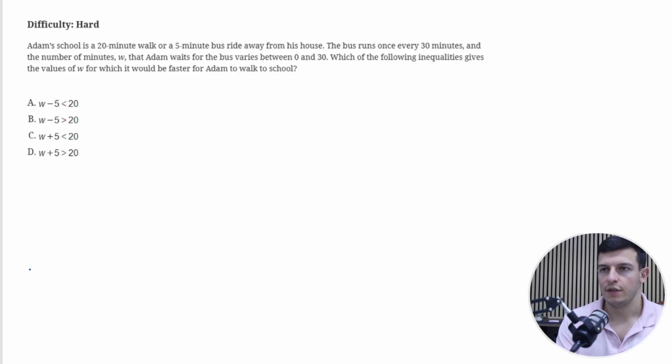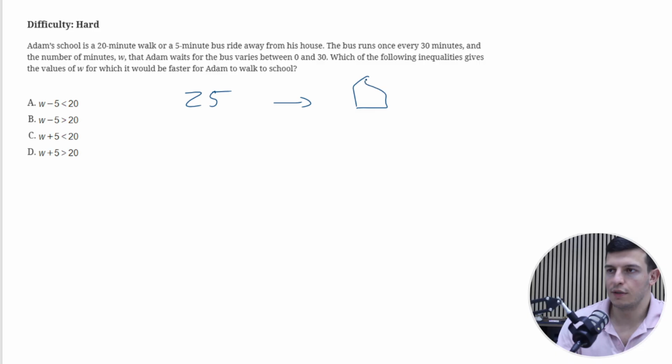All right, so now Adam, it's a 5-minute bus ride, right? And it comes every 30 minutes. Let's say Adam leaves his home and then waits for the bus about, I don't know, 20 minutes. And then the bus ride is 5 minutes. So he ended up taking 25 minutes to get to school. Okay, so that's not good because he could have just walked and it would be quicker.